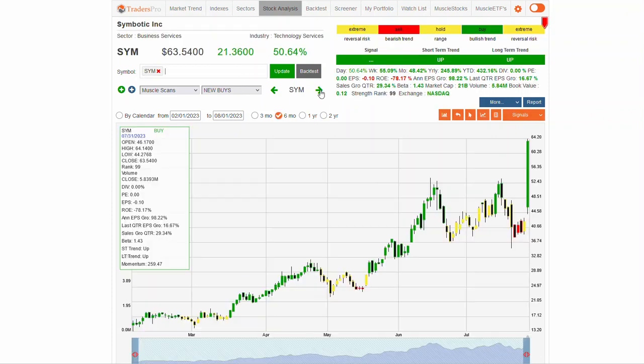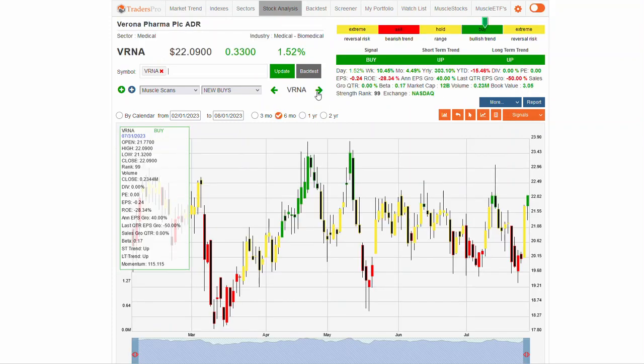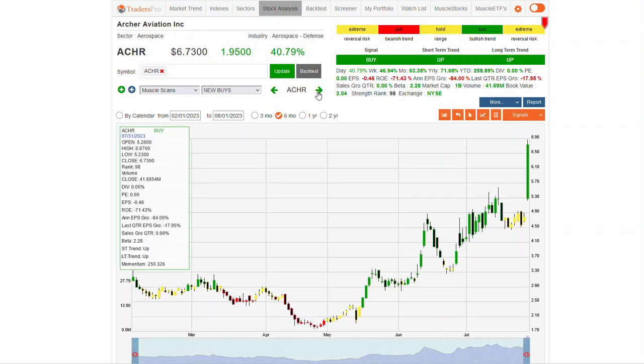So let's see, we've got one or two others. Big move here on SYM. When we see that and it moves up to that extreme range, typically we want to use some caution and wait for it to pull back inside of that buy zone. VRNA, a little bit more of a sloppy, volatile chart right there. So some other ones to look at there. ACHR, aerospace stock up 40%.